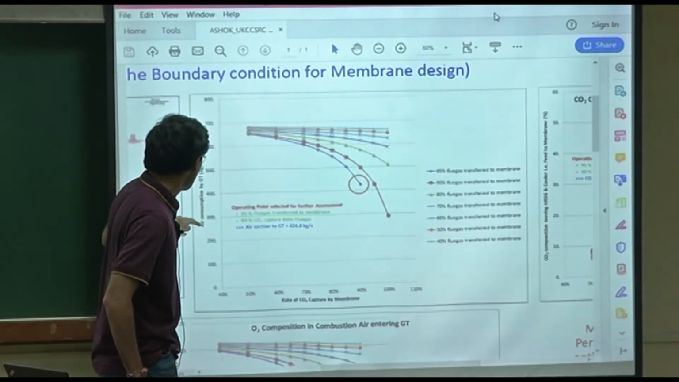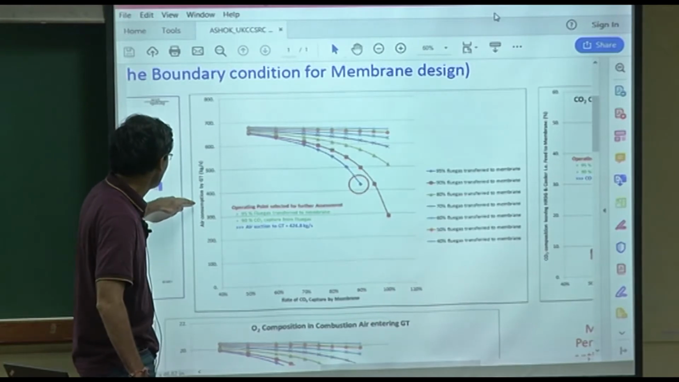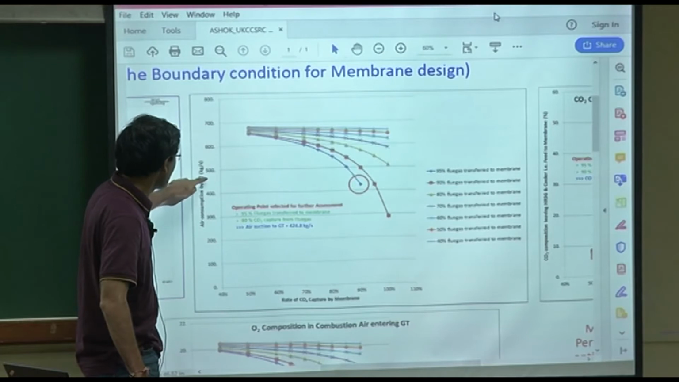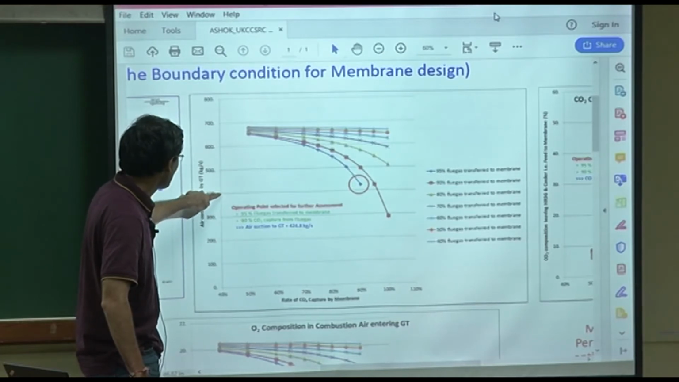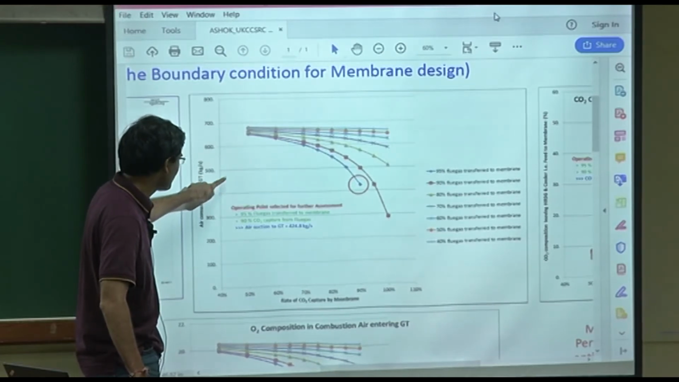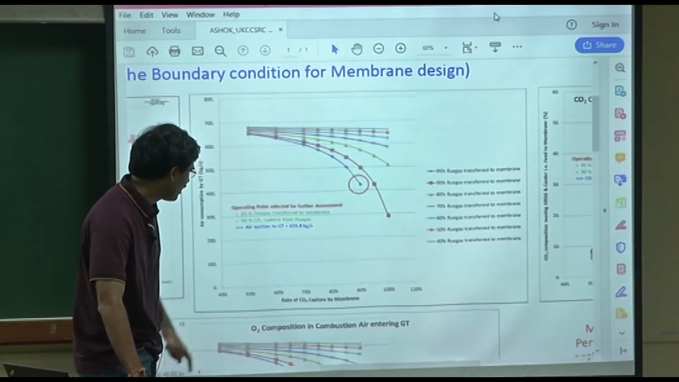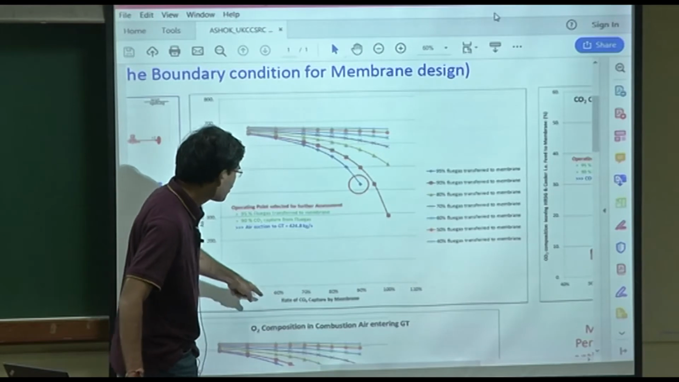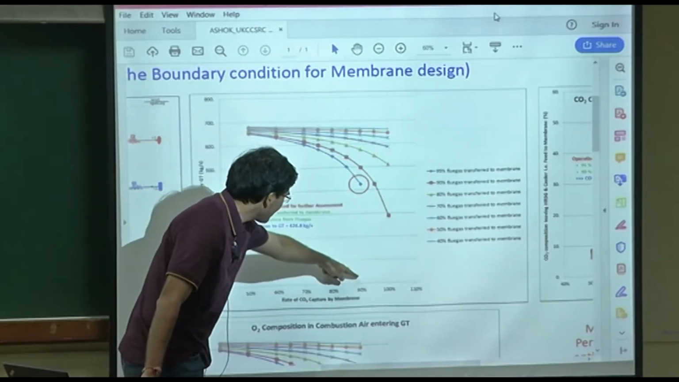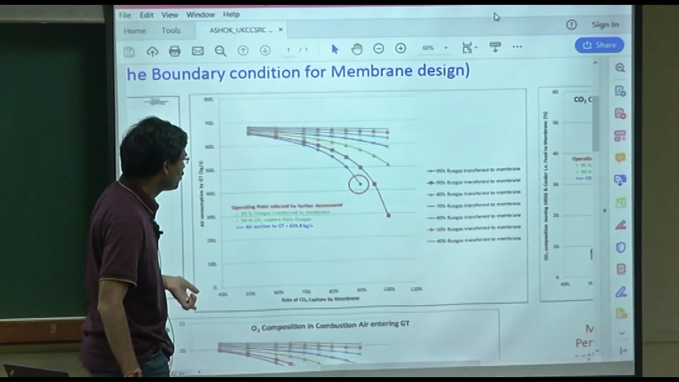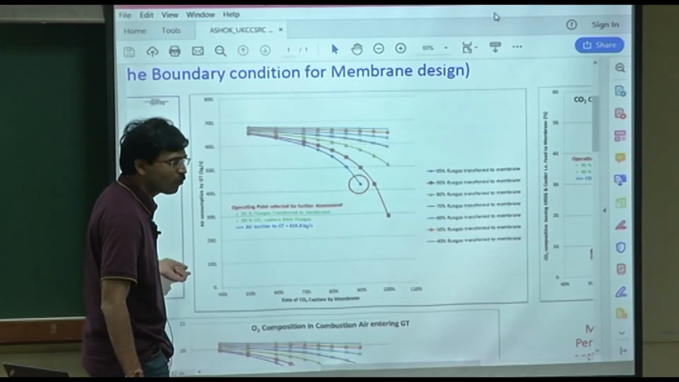Operating point chosen because of the air consumption by the gas turbine being something on top of 420 kilograms, and the rate of carbon dioxide capture being on the higher side, something like more than 90%, 91, 92%. So that was obviously the preferable operating zone.